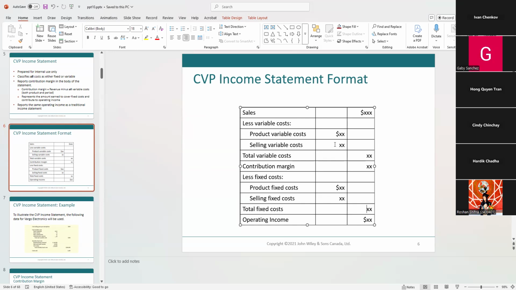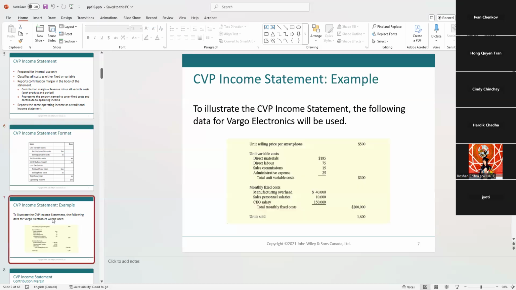Now, there can be more than one variable cost. In our example, we're using only one variable cost and one fixed cost, but there can be more. That doesn't change the fact that we're going to have total variable cost and total fixed cost at some point. Sales minus the total variable cost gives us contribution margin, and after that, once we deduct the fixed cost from the contribution margin, we get operating income. Somebody's getting super excited about cost volume profit analysis. That's great.